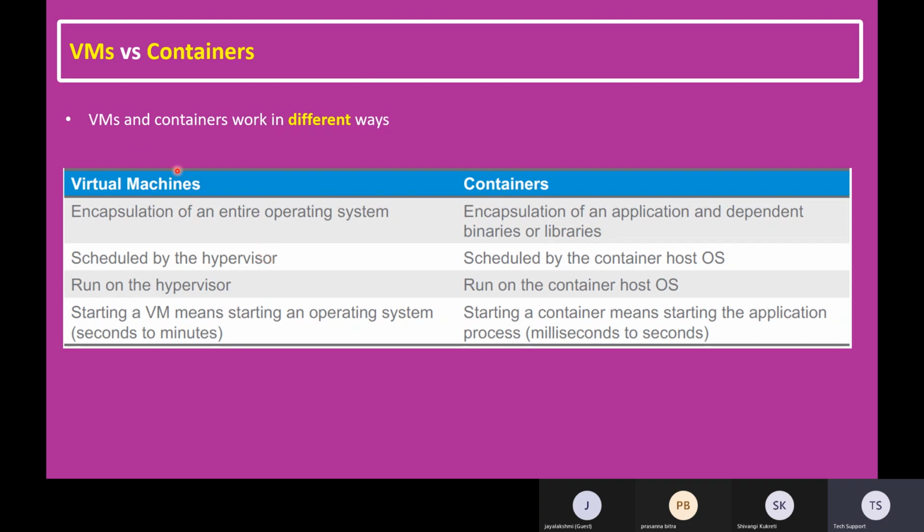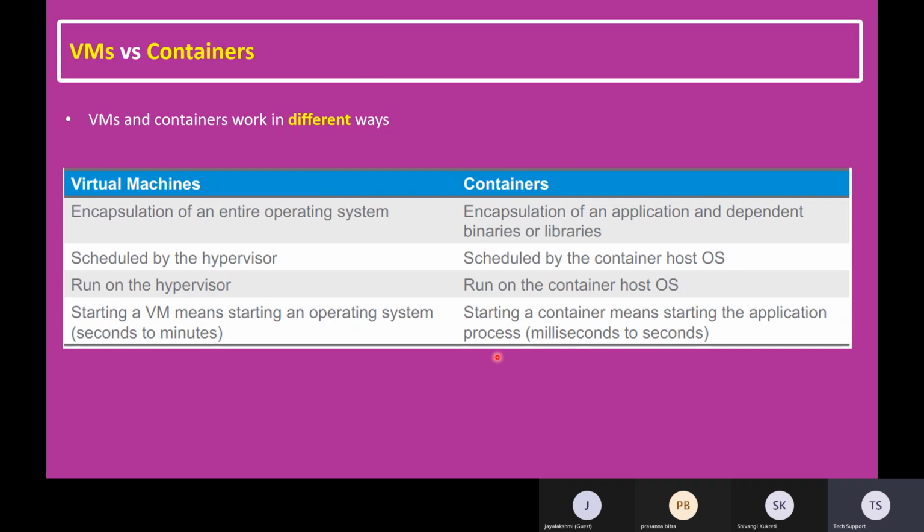Libraries means dynamic link libraries, DLL files. Virtual machines are always scheduled by the hypervisor, the ESXi host, but containers are scheduled by your container host operating system, which is the Docker host. Virtual machines run on the ESX hypervisor, and containers run on the container host, which is Docker. Starting a VM is like starting an operating system, seconds to minutes, but from the application perspective the time is very minimal, milliseconds to seconds. So starting a container means starting the application process.